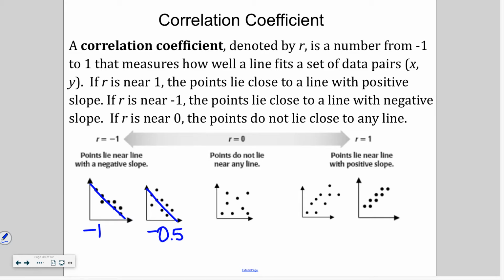Okay? We look at the next one. Put a line down the middle. That really doesn't do anything. Our data doesn't look like it goes to that at all. So let's go to the other side.